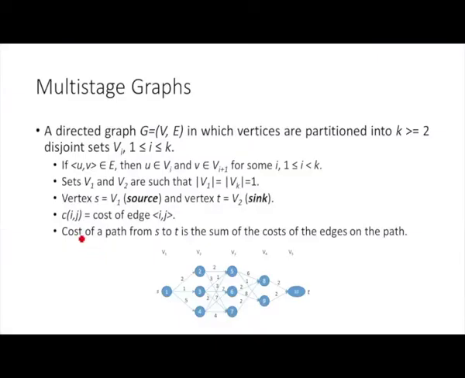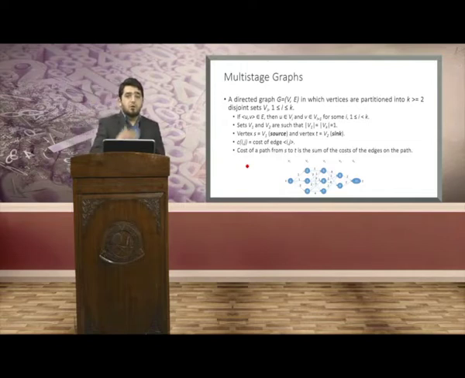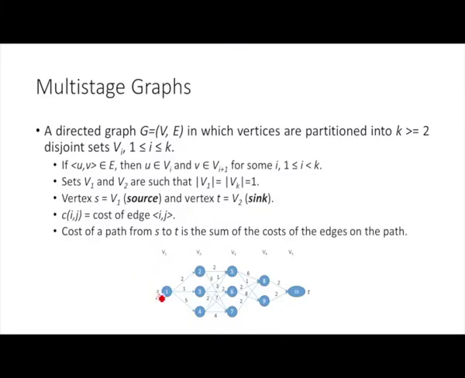Now we also have costs associated with each edge in the graph, and we represent that cost array as C(i, j). That means C(i, j) is the cost of the edge from i to j. The cost of a path from the source S to T, the lone node in the last stage, is the sum of the costs of all edges in the path.